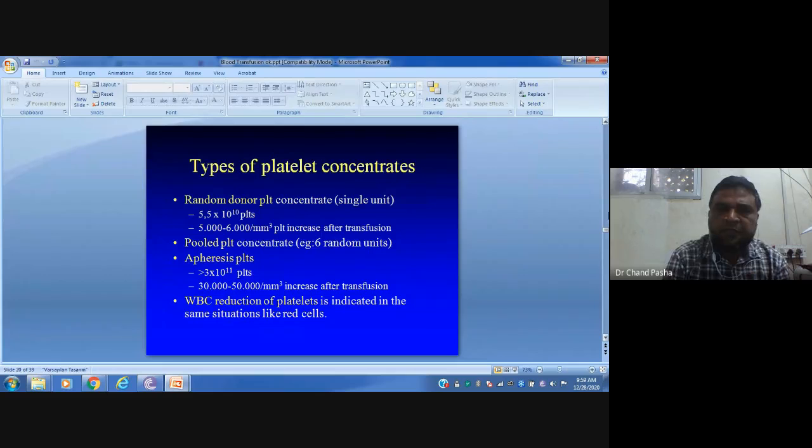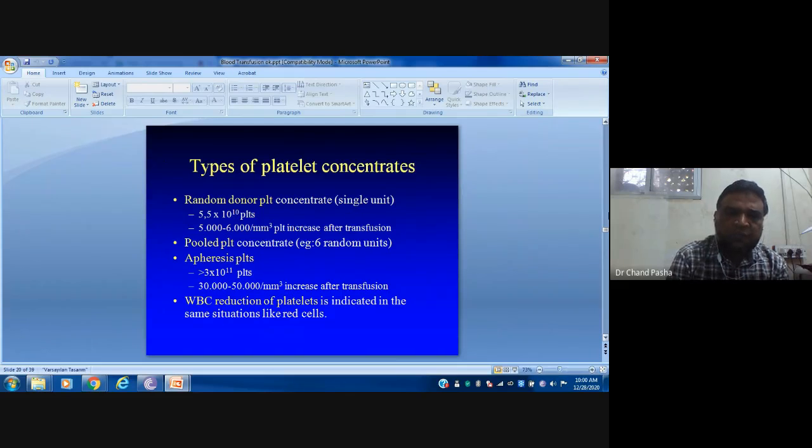These are the types of platelet concentrates: random donor and pooled. See, a random donor packet is collected from an individual person and given to the recipient. Pooled is collected from different persons, gathered at one place and given over there. This is apheresis: it is collected in an instrument and transfused. And WBC-reduced platelets are indicated in the same situations as red cells.